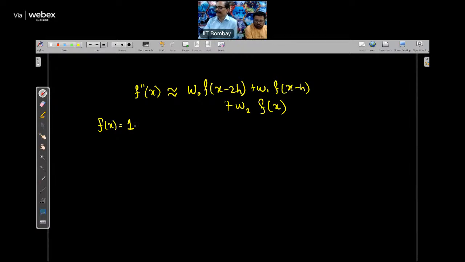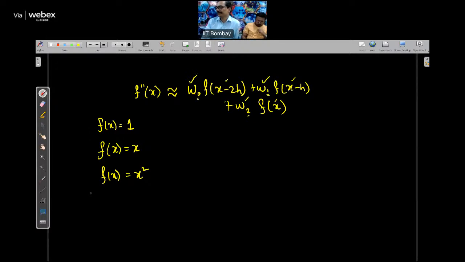This is true for any method. It doesn't matter what grid points are given here; for any grid points, the method goes like this. How many nodes do you have? 1, 2, and 3 nodes. Therefore, you have to apply this formula for 3 cases: f of x equal to 1, f of x equal to x, and f of x equal to x square. So you have 3 unknowns, W0, W1, and W2.